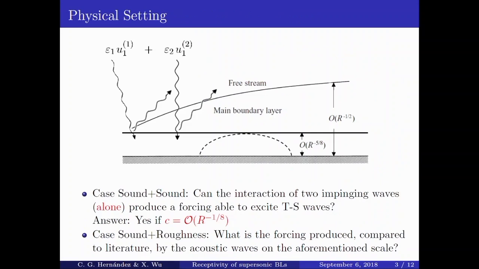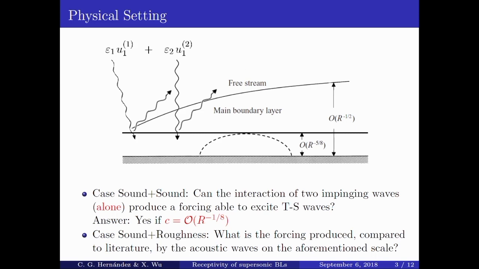So we will consider two different scenarios. In the first one, we will consider only sound waves, two sound waves interacting with each other alone. The question we want to answer here is, can the interaction of two impinging waves alone produce a forcing able to excite TS waves? The answer is no, we need a roughness. That's what the Goldstein and Rubin theory tells us, because the roughness fixes the length scale of the TS wave. But we will find in this study that this is possible if the phase speed of the acoustic wave is what I called in the beginning slow, that is of the order of Reynolds to the -1/8.